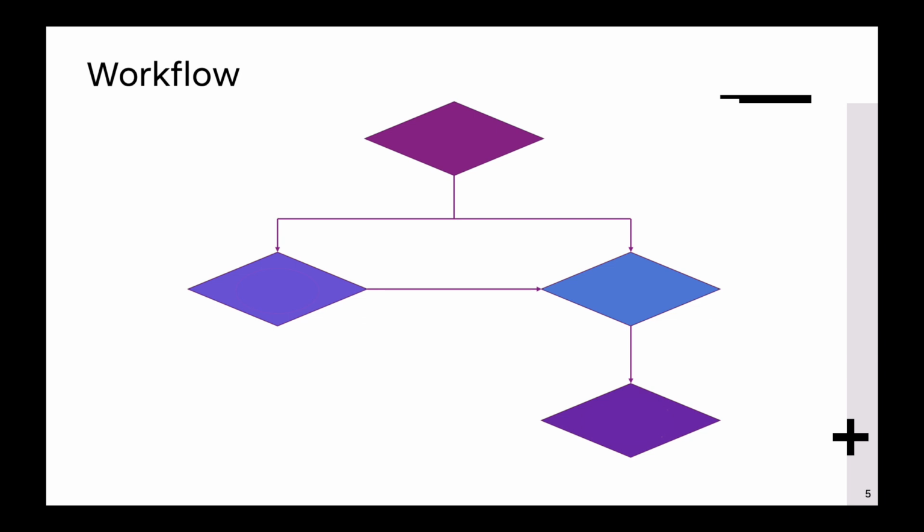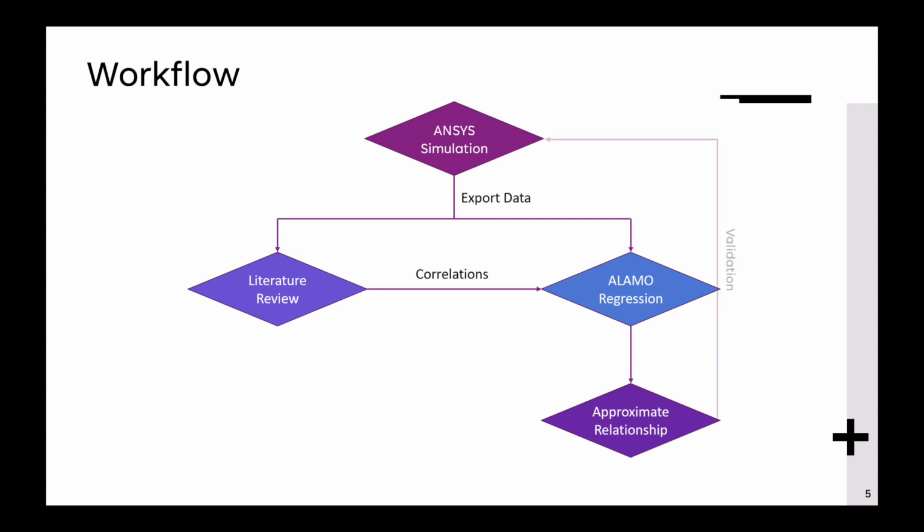The way we plan to do this is with this workflow. First, we generate data from ANSYS simulations. Then, we find possible correlations via literature review that we could use as basis functions of the regression. A basis function is an equation involving the selected independent and dependent variables that ALAMO can use to expedite the regression of the inputs and outputs. After we have a surrogate model from ALAMO, we validate it by comparing the output of our model with the output of more ANSYS simulations.